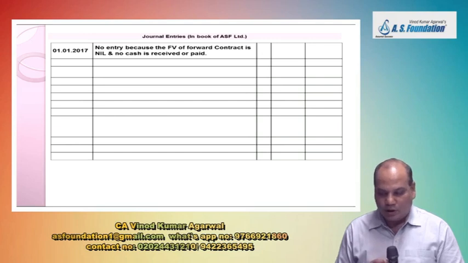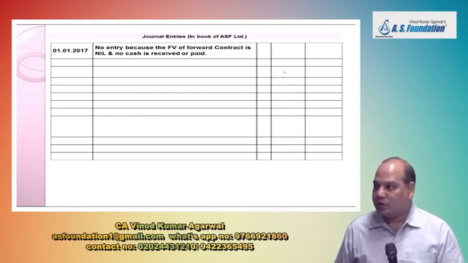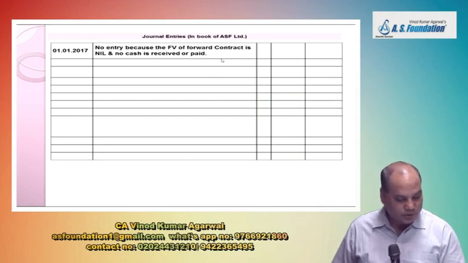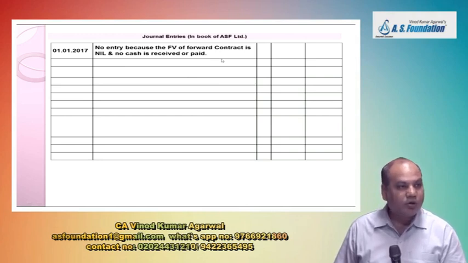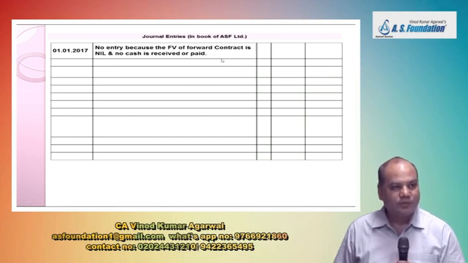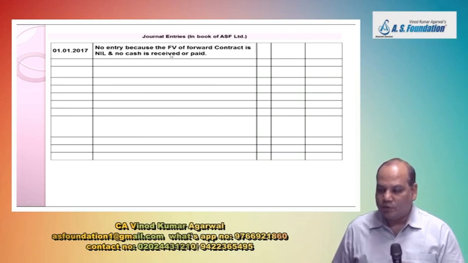Then what is the year ending date in this problem? 31st March. What happened on 31st March? It says that the fair value of the forward contract at the end of 2017 is 3000 positive to ASF. So the value of this forward contract will increase from 0 to 3000. Pass the entry.